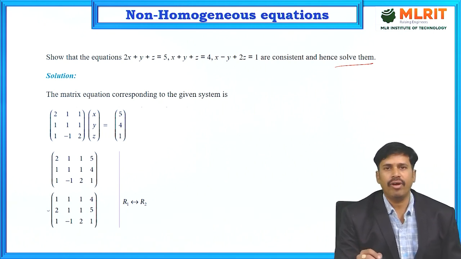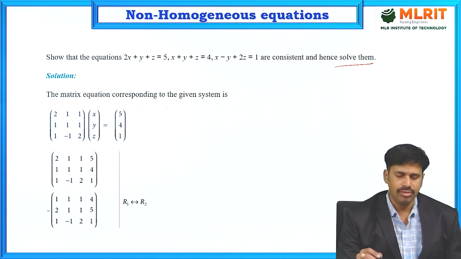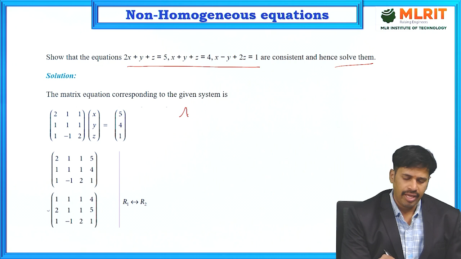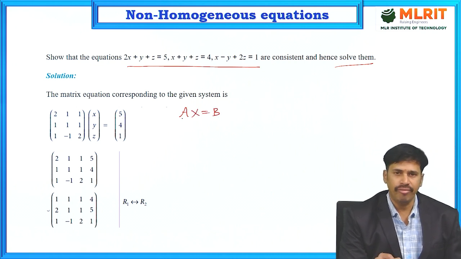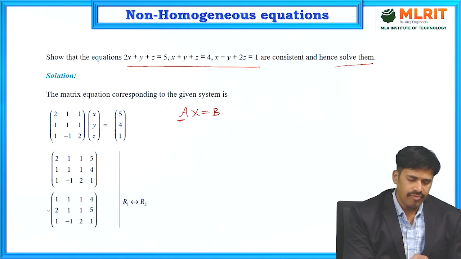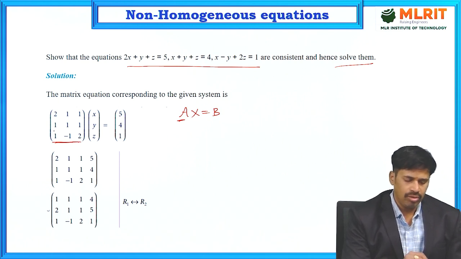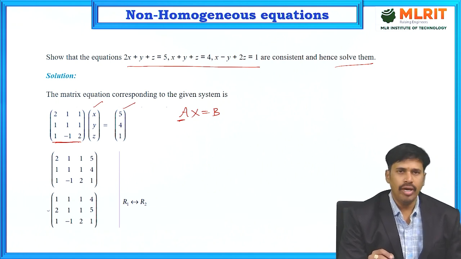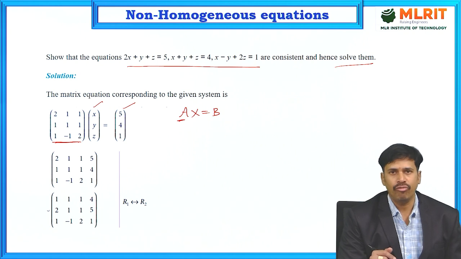Before finding the solution, the first step is to write this system of equations in the form AX equal to B, where A is the coefficient matrix given by 2, 1, 1, 1, 1, 1, 1, minus 1, 2. Write all the coefficients of these equations. Next, capital X means x, y, z. B means the right side values, which are 5, 4, 1, a column vector. Now let us reduce this matrix into echelon form.